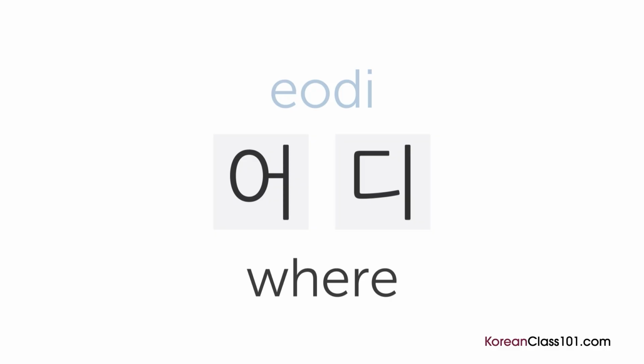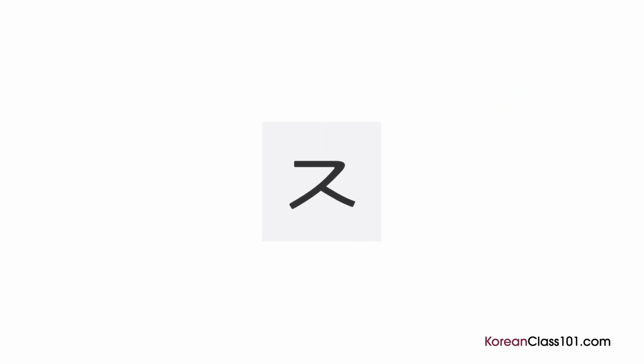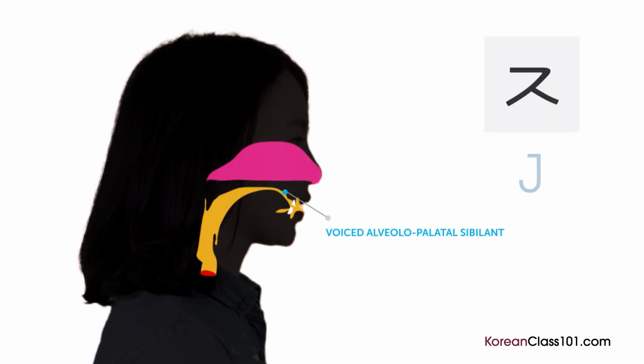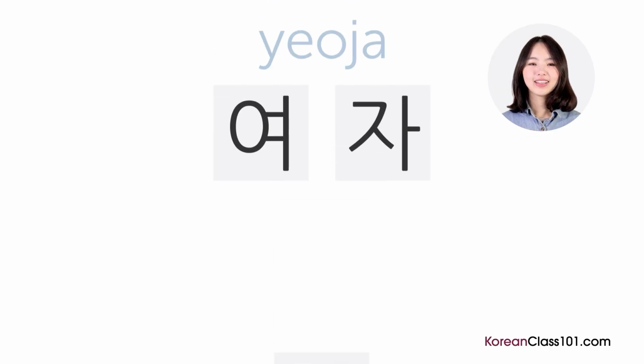Next up is 즈. It sounds like J, as in Jane. Listen to an example. 여자.